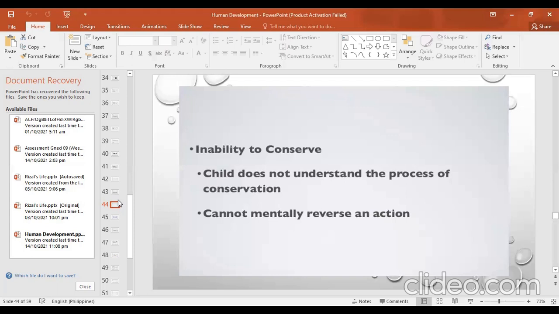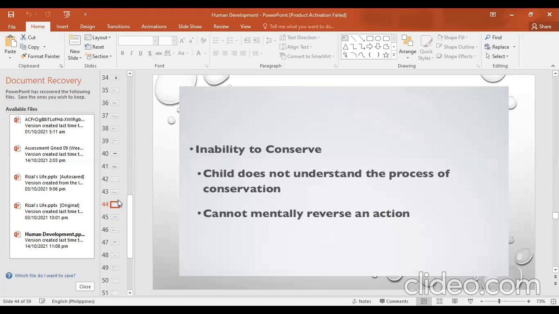Ang magiging answer ng bata, wala. Kasi pantay. Pantay yung baso. And also, pantay din yung water na nilagay mo. Now, ang gagawin mo, papalitan mo now yung baso. Gagawin mo siyang mas malaking baso. Pero mas thinner siya. Tapos ilagay mo yung water dun. Yung water na yun, na same amount lang ng water. Tapos itatanong mo ulit sa bata, ano yung mas maraming water?